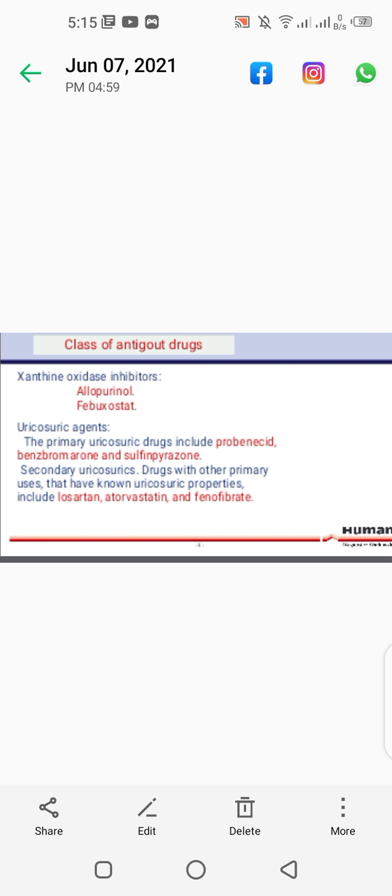Classes of anti-gout drugs: xanthine oxidase inhibitors, allopurinol, febuxostat; uricosuric agents. The primary uricosuric drugs include probenecid, benzbromarone, and sulfinpyrazone. Secondary uricosuric drugs, with their primary use elsewhere, that have uricosuric properties include losartan, atorvastatin, and fenofibrate. Thank you very much.